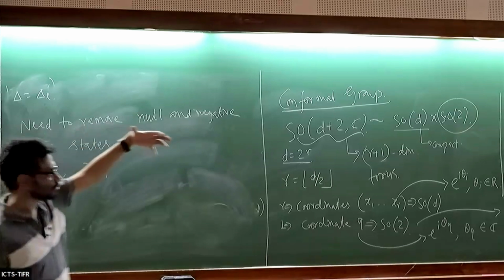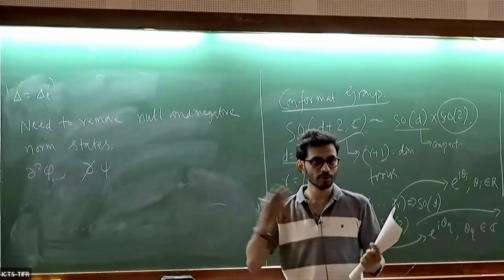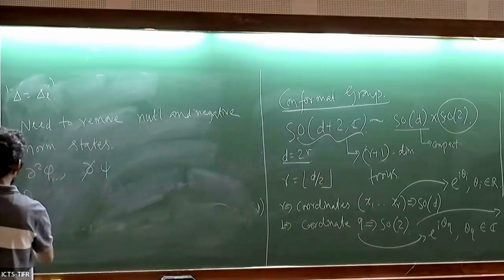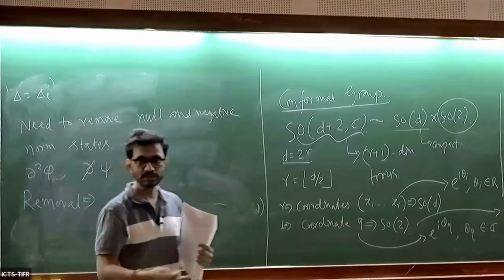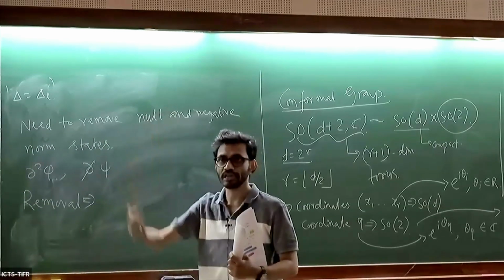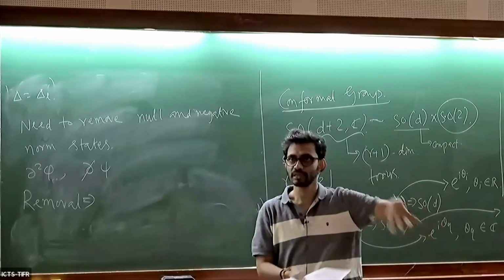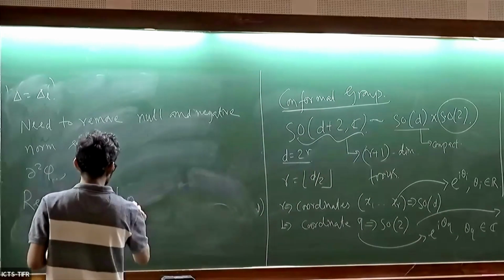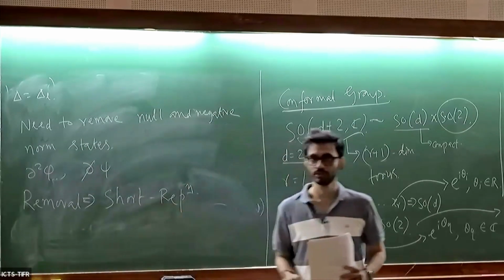That you start with some primary operators and then you remove those states from there, and this removal procedure in this language is actually shortening the tower. So if there is a tower of states, we are removing them. We are shortening the tower, right? That's why these are called short representations in this conformal language.